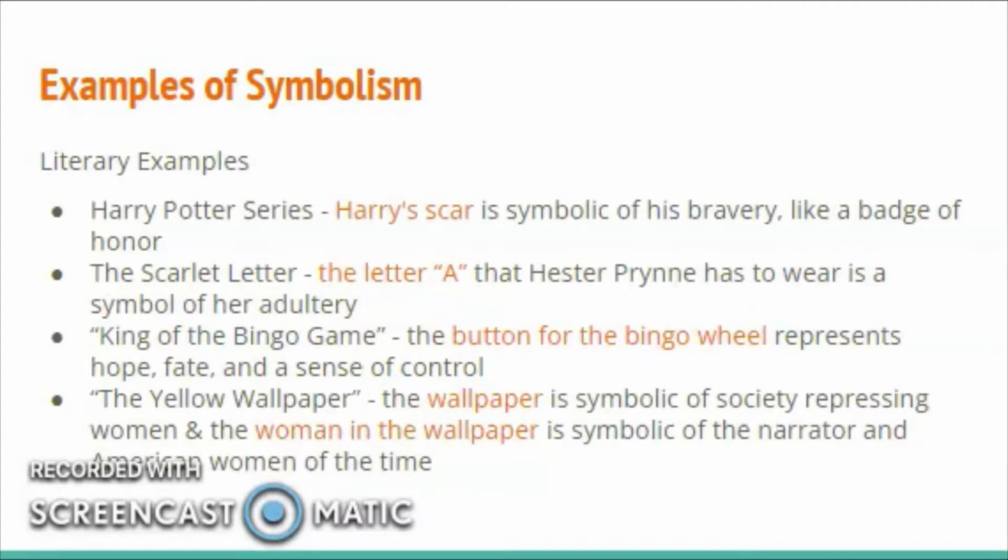And the short story we read earlier in this class, King of the Bingo Game, the button for the bingo wheel represents hope, fate, and a sense of control. In the short story, The Yellow Wallpaper, which we've also read, the wallpaper is symbolic of society repressing women, and the woman in the wallpaper is symbolic of the narrator and American women of the time period.